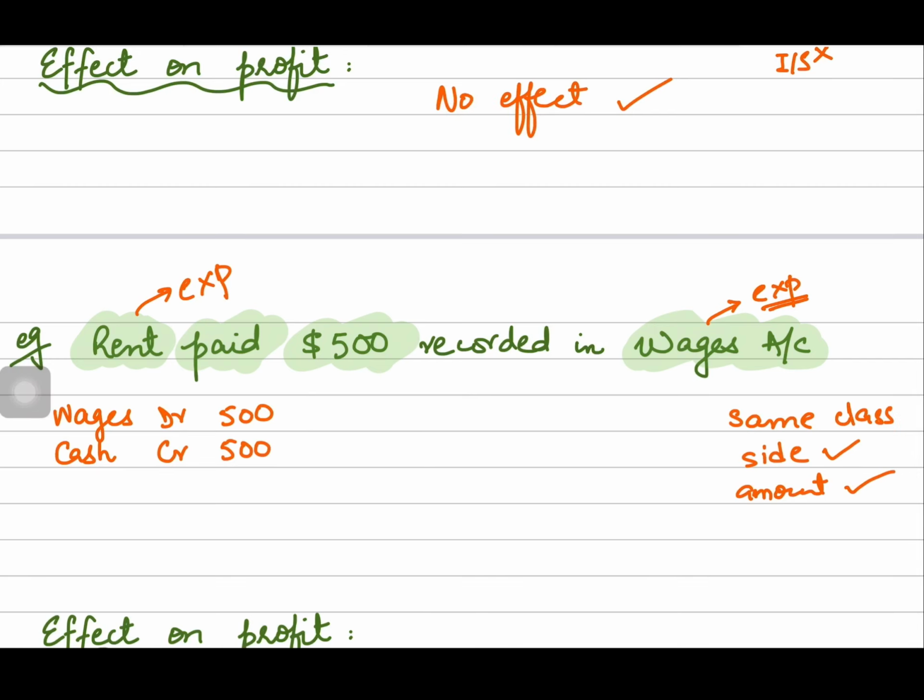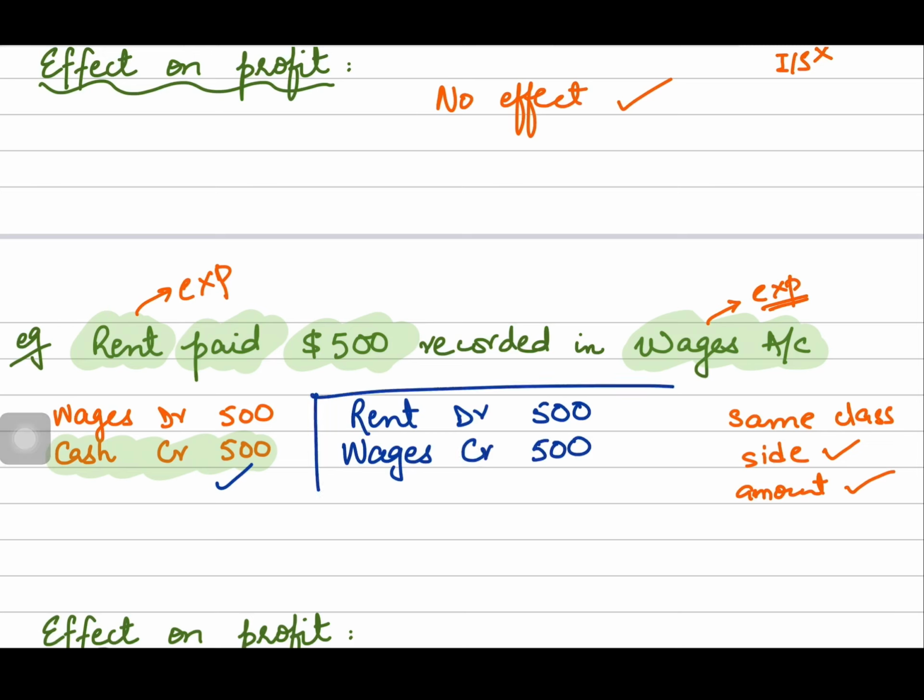Now, how will I make the correcting entry? First of all, I will record the transaction just as it should have been recorded in rent account. So, rent should have been debited by 500. The other part of the transaction is correct. The second part, that is cash, has been correctly credited, but I have incorrectly debited my wages account. So, now I will be eliminating this effect from this account. So, wages will now be credited by 500. So, this is how we will correct the error of commission.